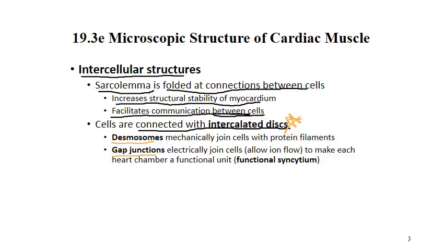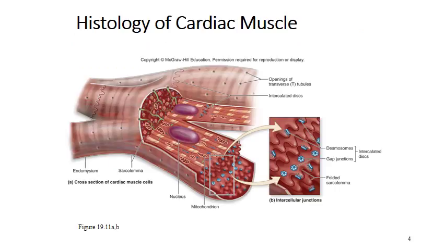So the desmosomes are going to mechanically join the cells with these protein filaments, and the gap junctions are going to electrically join the cells, allowing ions to easily flow in between each of the cells in their intercalated discs so that the heart can function as a complete functional syncytium.